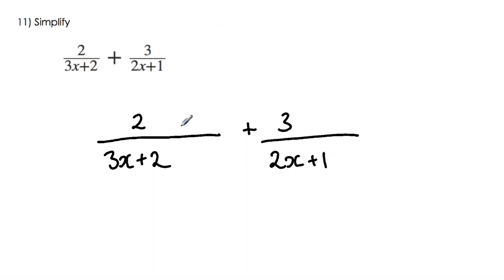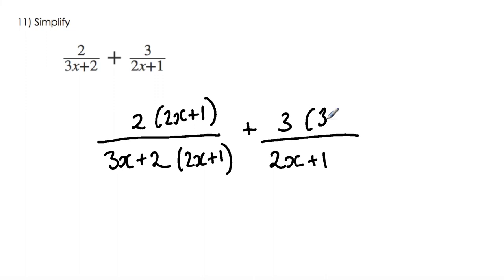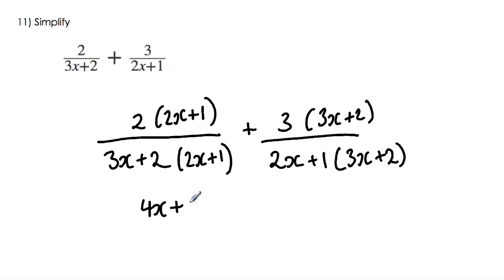I'm going to multiply the numerator and the denominator by 2x plus 1. And on the right-hand side, I'm going to multiply the numerator and the denominator by 3x plus 2. I'm then going to expand the brackets. So 2 times 2x is 4x, 2 times 1, which is 2, over 3x times 2x, which is 6x squared.